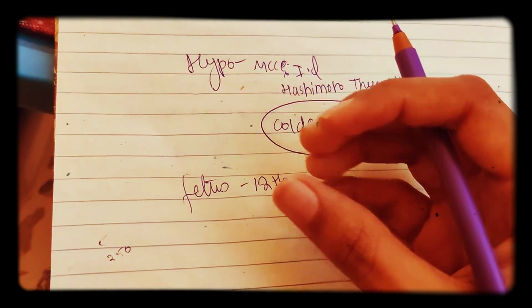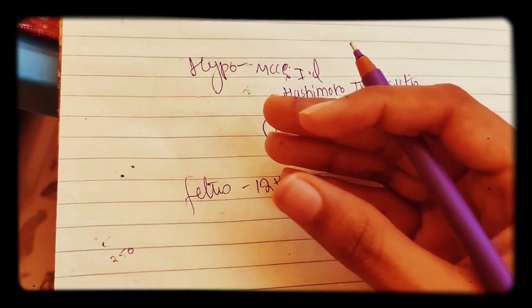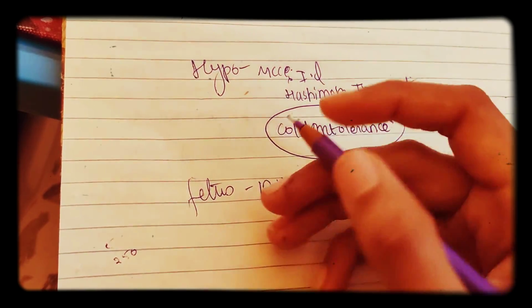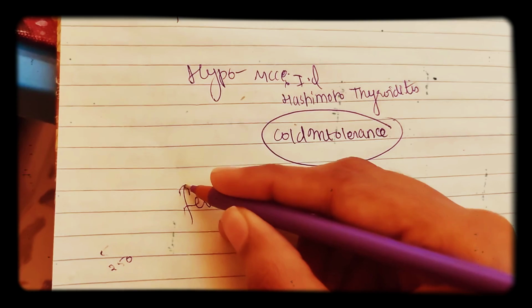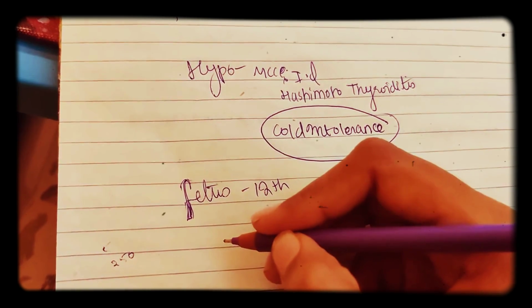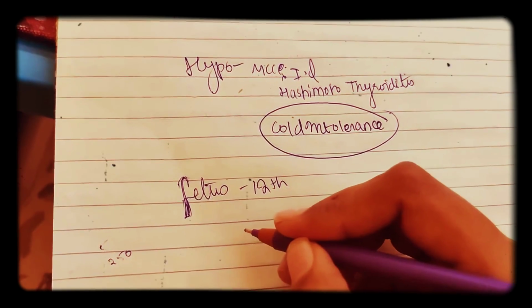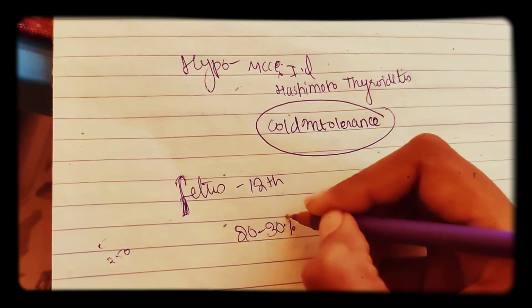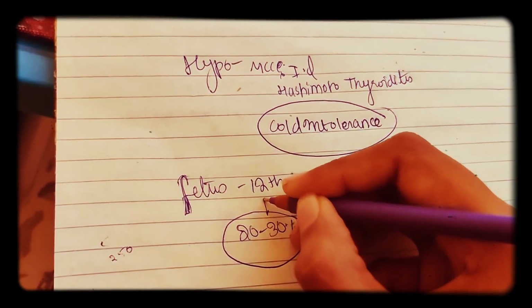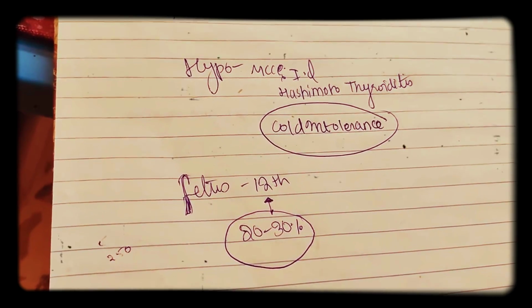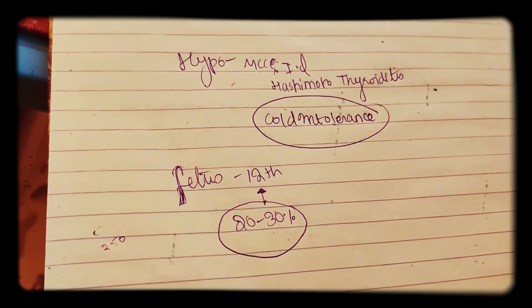A female with hypothyroidism on thyroxine should increase the dose of thyroxine by 20 to 30% during pregnancy. As this mother has hypothyroidism, we need to give artificial thyroxine, and we also need to add an extra 20 to 30%, because this extra 20 to 30% goes to the fetus from the mother. So in the treatment, we will give extra 20 to 30% during pregnancy.